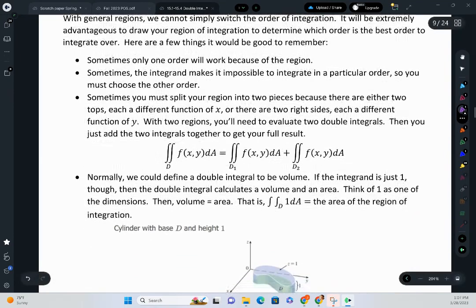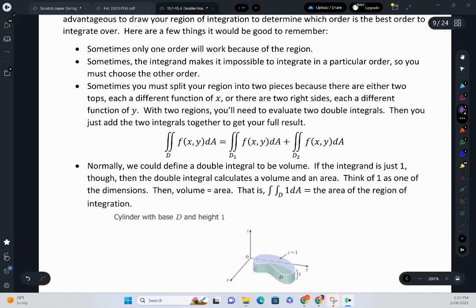Some other things to pay attention to. Sometimes only one order will work because of the region. So sometimes if you try to integrate with a type 1 region, it won't work because the function itself is not actually integrable in that variable. Like you need to do the other variable first, and then you'll have something you can work with. Sometimes the integrand makes it impossible to integrate in a particular order, so you must choose the other order. That's kind of saying the same thing.